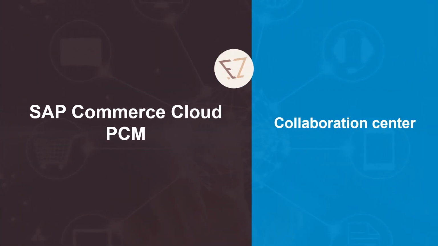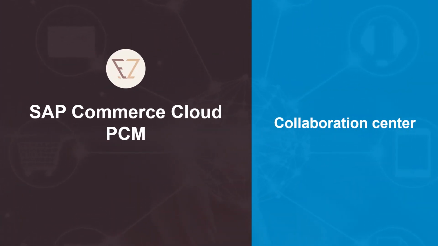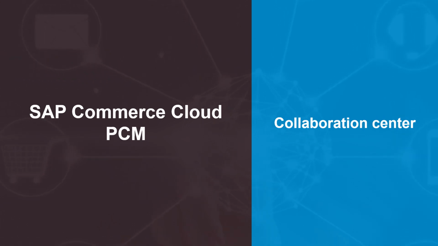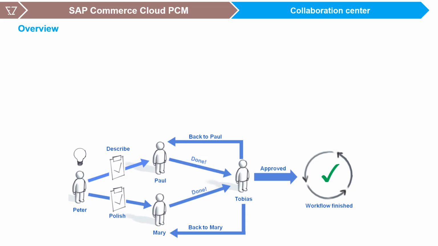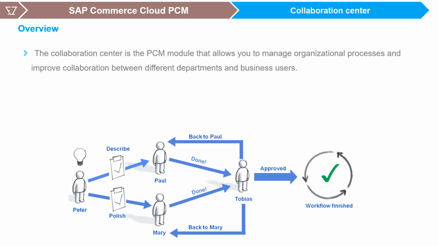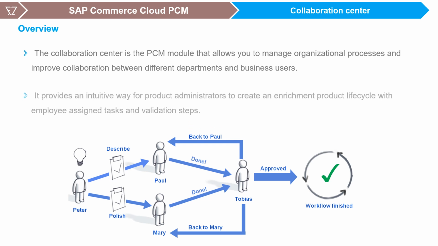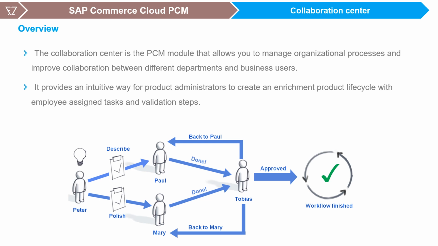In this part, we will be discussing the Collaboration Center. The Collaboration Center is a module in PCM that enables the management of organizational processes and improvement of collaboration between different departments and business users. It provides product administrators a way to create a comprehensive product lifecycle with employee-assigned tasks and validation steps.